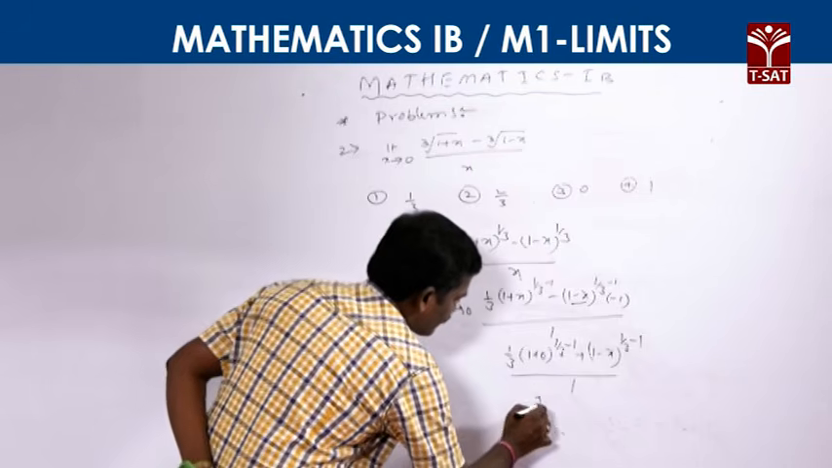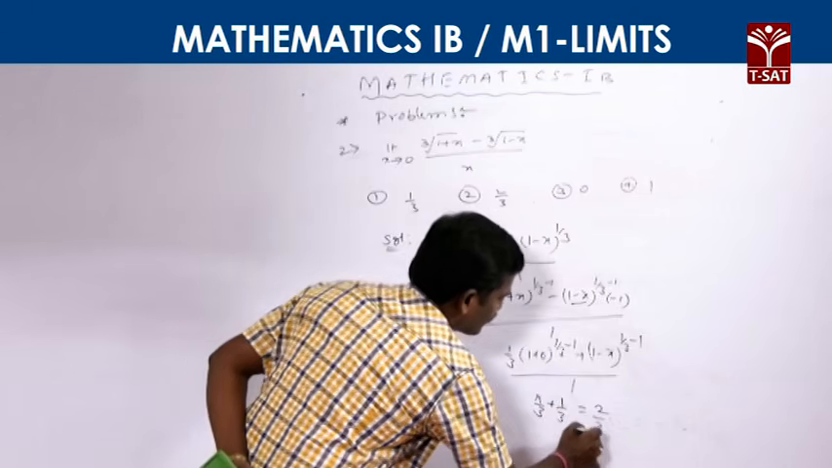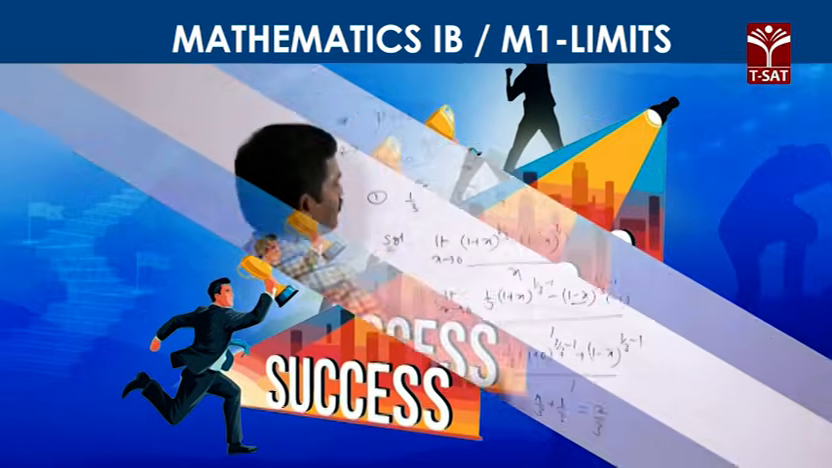So 1 by 3 plus 1 by 3, that is 2 by 3. So 2 by 3 is the answer, the correct option.